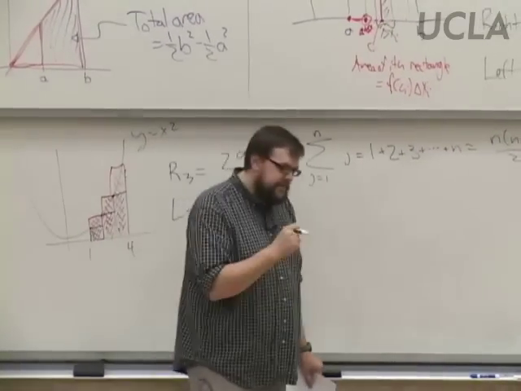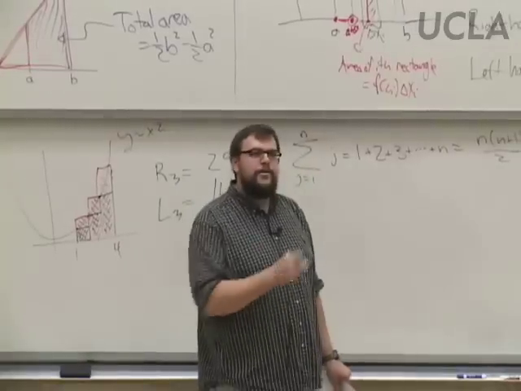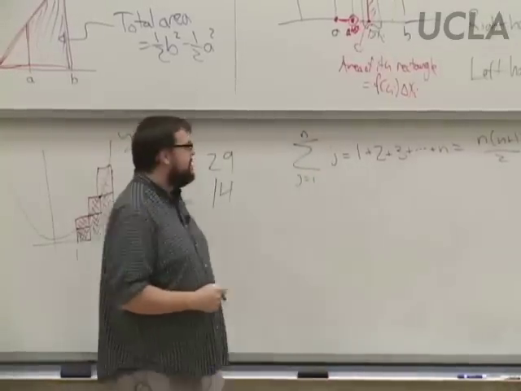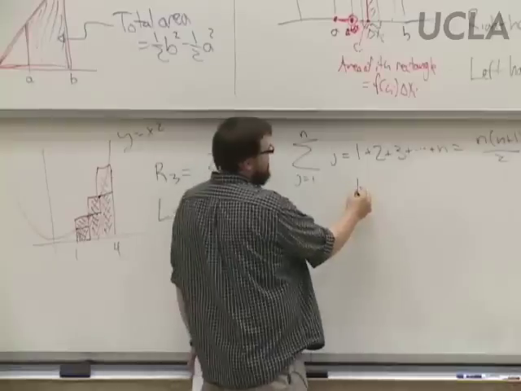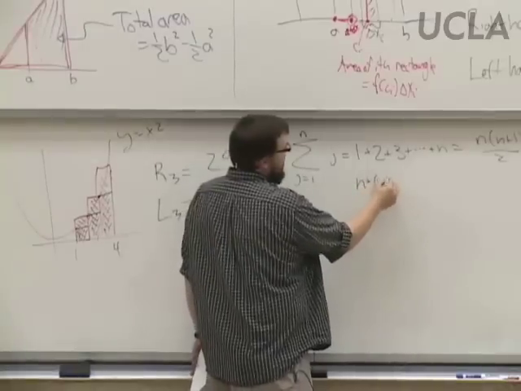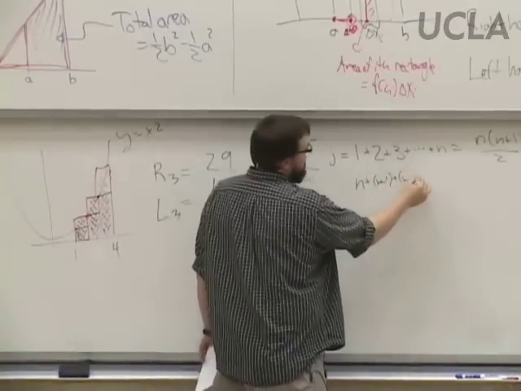5,050. Not only had he found the right answer, he was the only one who had the right answer. So what was the trick? Well, the trick was what I showed you last time, where you just add up in reverse.